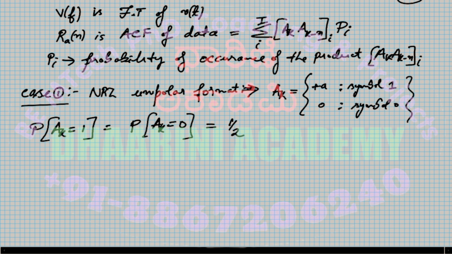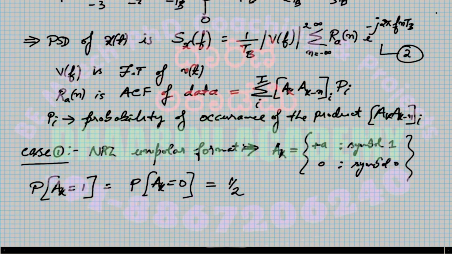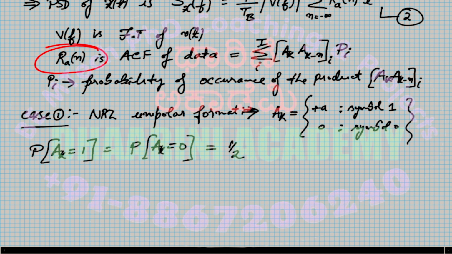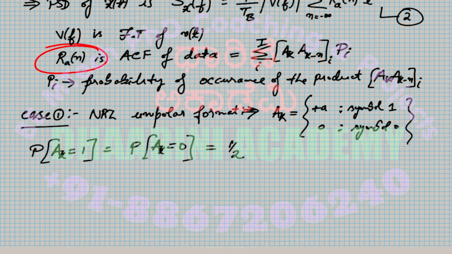Correct? Obviously. Now, you always see our procedure is the same, irrespective of whether we are calculating the PSD of NRZ unipolar, NRZ polar, or any other format. The procedure remains the same. First, you write down the AK value for the given format. Then you calculate the individual probabilities, step number 2. Step number 3 is to calculate RA of n. The autocorrelation of the given data needs to be found in the next step.